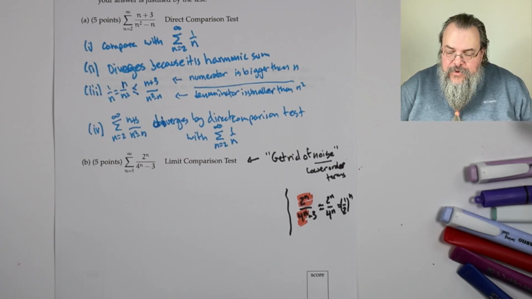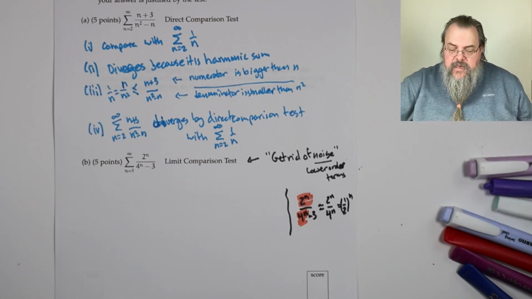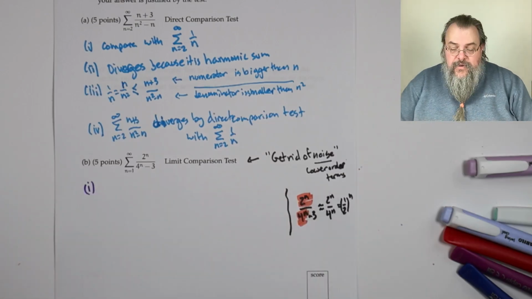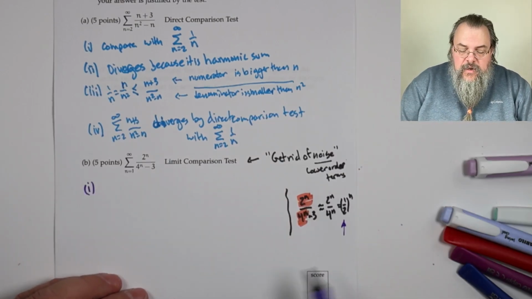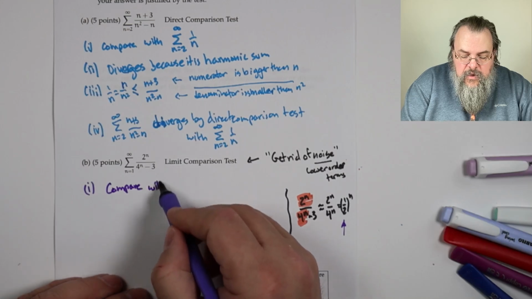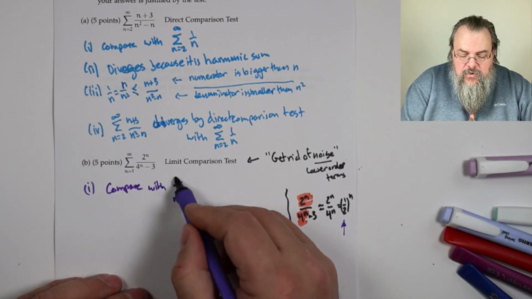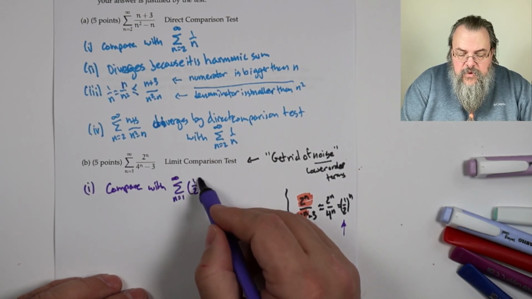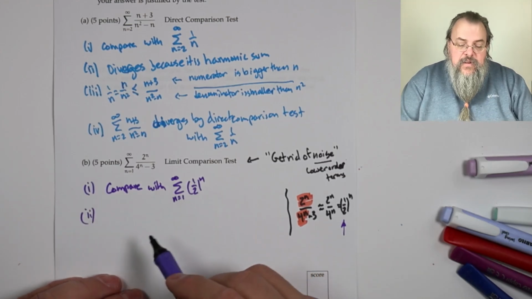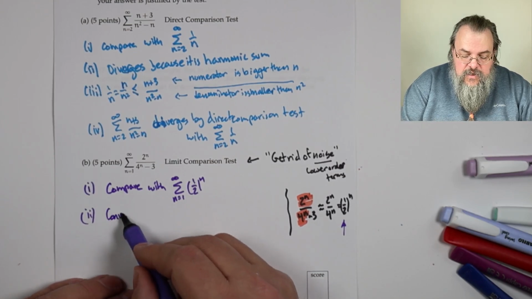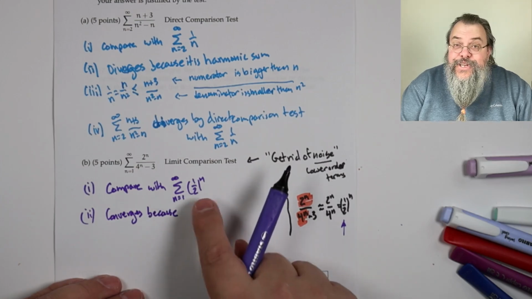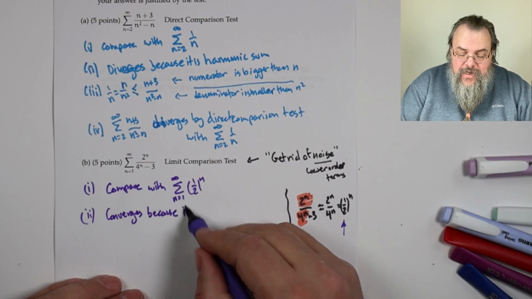Now, let's go through our steps, step by step. All right, step 1, we have to say, what are we comparing it to? Well, that's what we did over here. So compare with the summation n equals 1 to infinity of 1/2 to the n. Now, what do we know about this series? This series converges because, why? It's geometric.